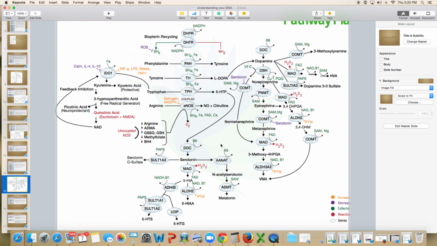Let's look at it on this picture here. This is your biopterin pathway. Isn't it pretty? So I have to shout out to Dr. Ben Lynch, who made these pathway planners. Great guy.